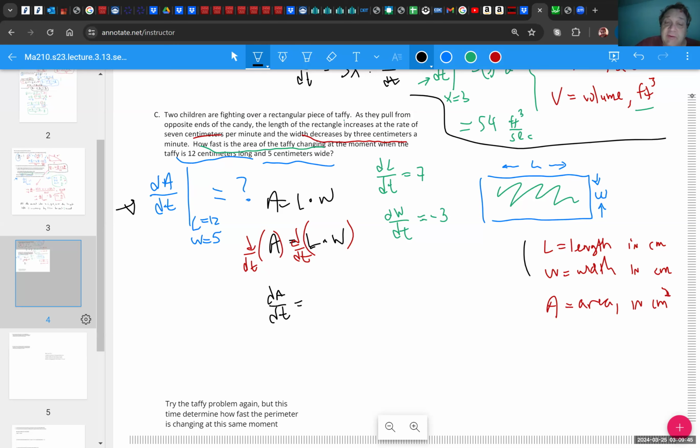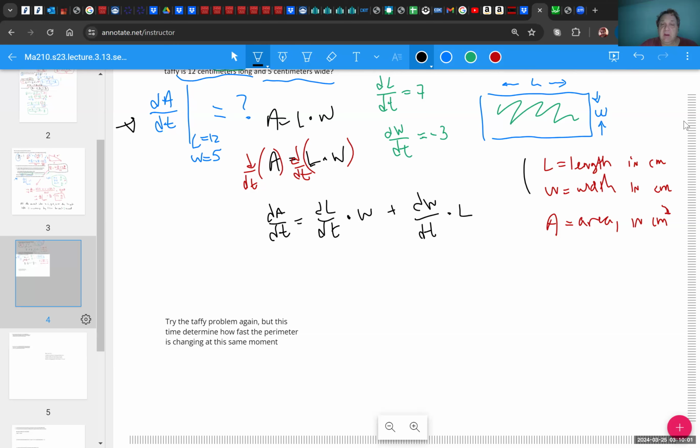So it's the derivative of the first times the second plus the derivative of the second times the first, whatever symmetrical version of that you use. You'll get the exact same result, even if you do it in a slightly different order. All right, so that's what dA/dt is. We are looking for dA/dt at a particular moment when L is equal to 12 and W is equal to 5. So I will now plug in some information.